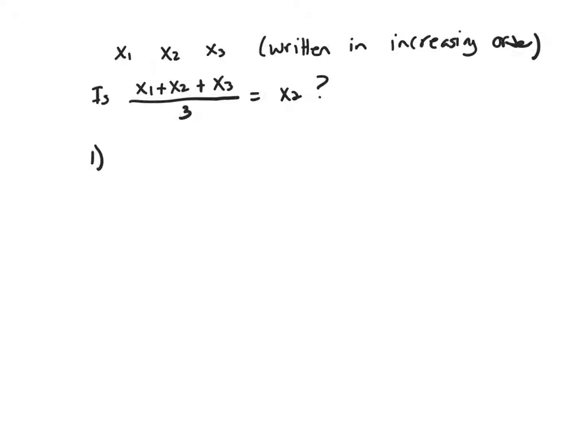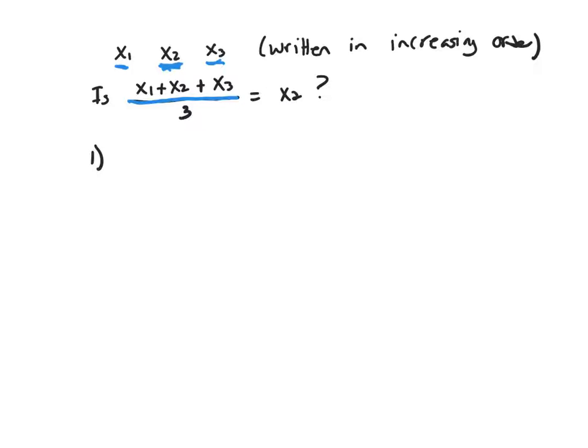I am representing my numbers as x1, x2, and x3, and I'm assuming I'm writing them in increasing order, even though two of them could be the same, or even all three could be the same. We don't know. All right, and we're trying to figure out if the mean, and that's where you sum them and divide by 3, is equal to the median. And in my case, the median would be x2.